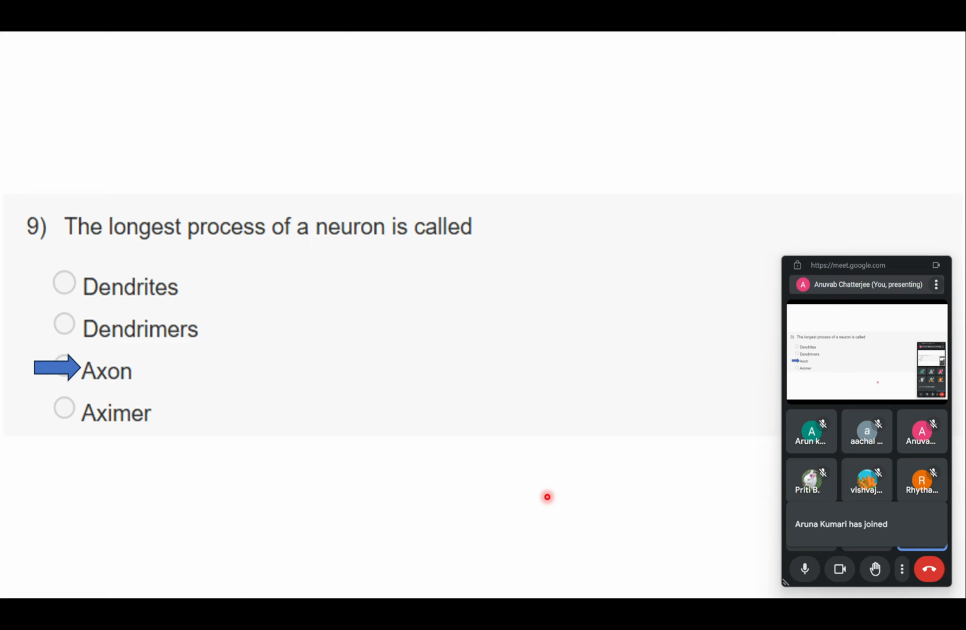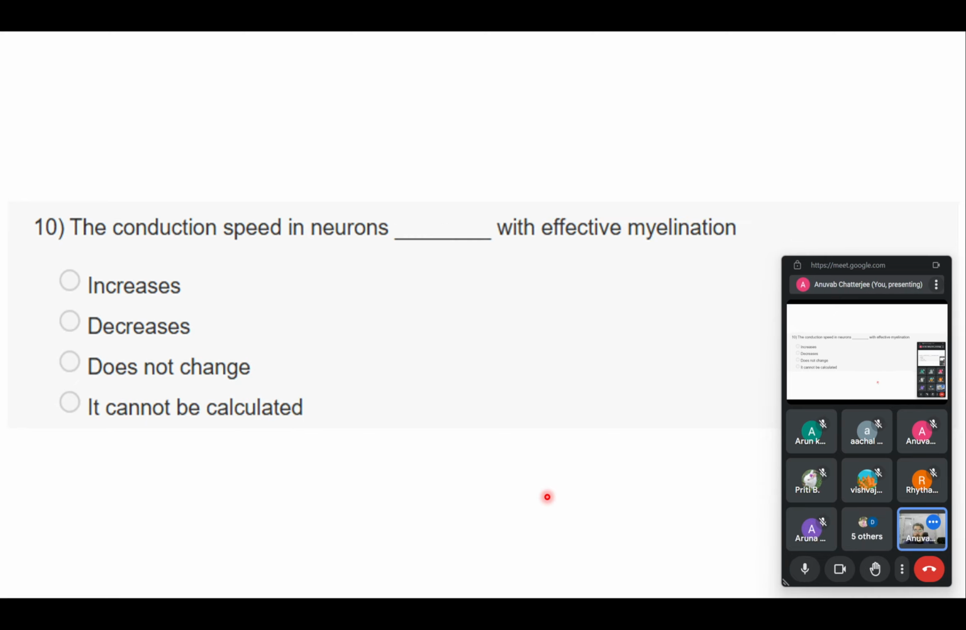Okay. The next question is: the conduction speed in neurons blank with effective myelination. So effective myelination does what to the conduction speed of information through the neurons? The options are: it increases the conduction speed, it decreases the conduction speed, it does not change the conduction speed, and finally, it cannot be calculated.